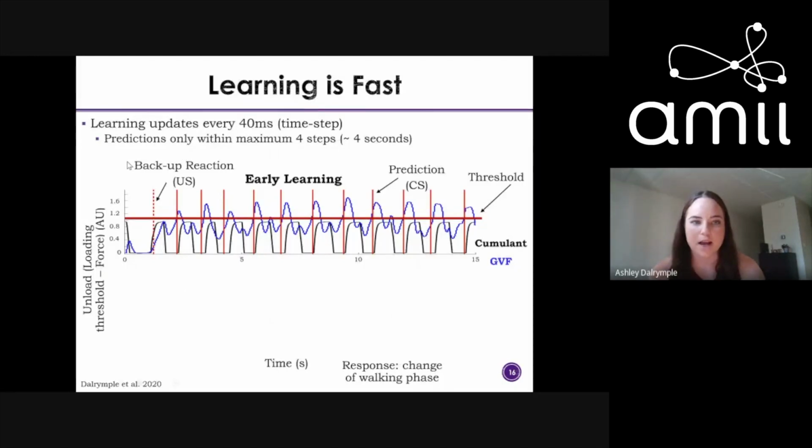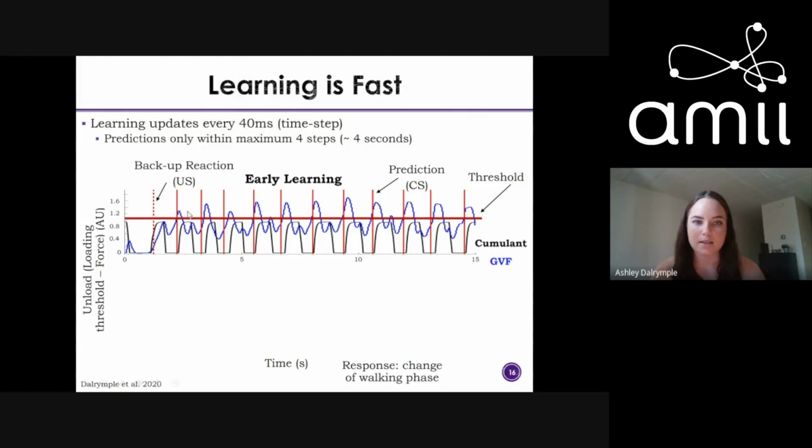So I'm just showing you again how fast learning is. Here again, these trials where everything's initialized at 0, just showing a very specific example where we haven't learned much yet. So the general value function does not increase before the cumulant. What we have here is instead a threshold on the cumulant that triggers the next phase of the walking cycle. So this would be like the unconditioned stimulus kicking in because the conditioned stimulus didn't in time.